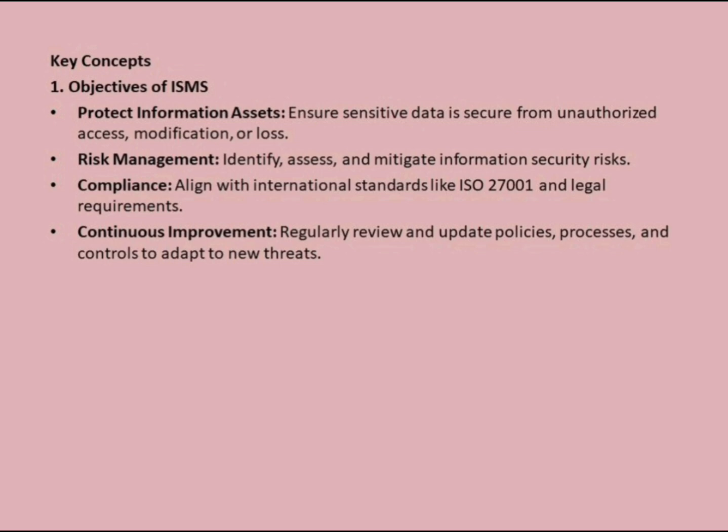Finally, continuous improvement is essential, meaning that the ISMS is regularly reviewed and updated to adapt to evolving threats. For example, after a phishing attack attempt, a company might update its employee training program and email filtering rules to prevent similar incidents in the future. These objectives collectively ensure a robust, proactive, and adaptive approach to information security.